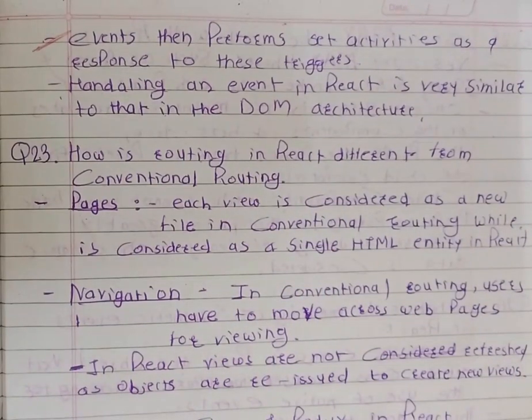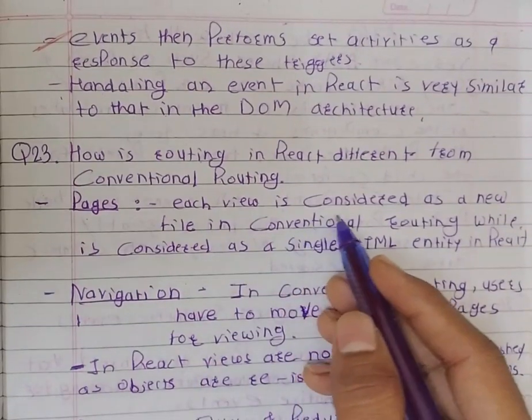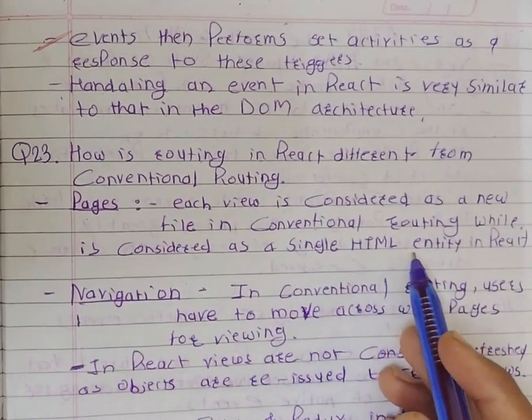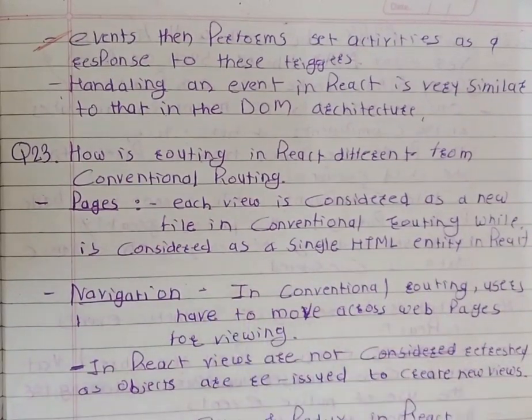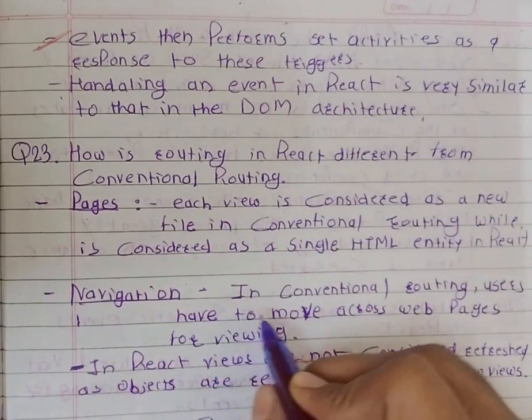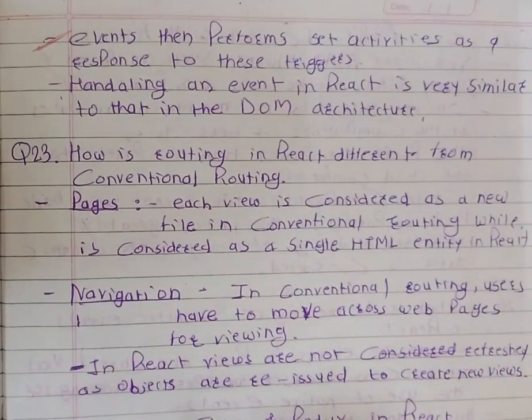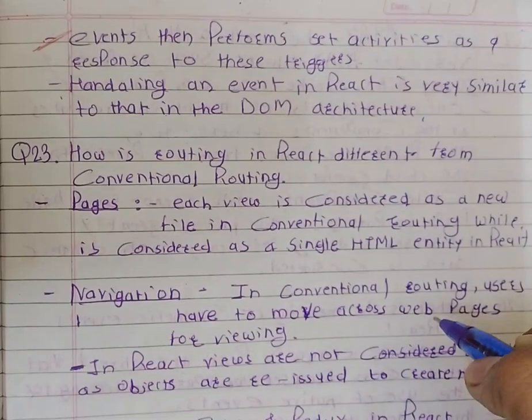Then the next question is, how is routing in React different from conventional routing? Let's see how routing works in React. In conventional routing, each view is considered a new file, while in React it is considered a single HTML entity. Then navigation: in conventional routing, users have to move across web pages for viewing. In React, views are not refreshed, as the objects are reissued to create new views.